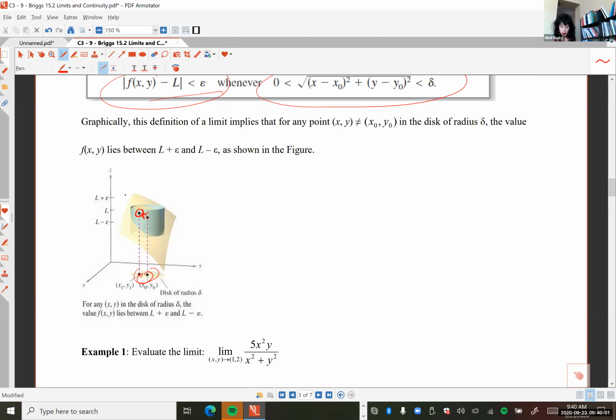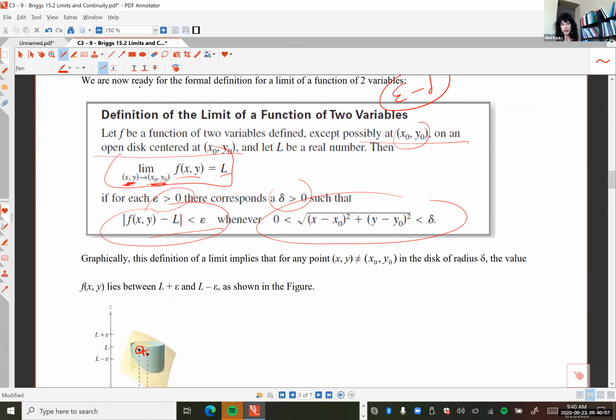So now let's do some actual problems, because good news, I'm never going to have you use this epsilon delta version of the definition to find any limits. Okay, I did want you to see it for your education purposes. So you can at least say, yeah, I saw it. I don't know how to use it, but I saw it.